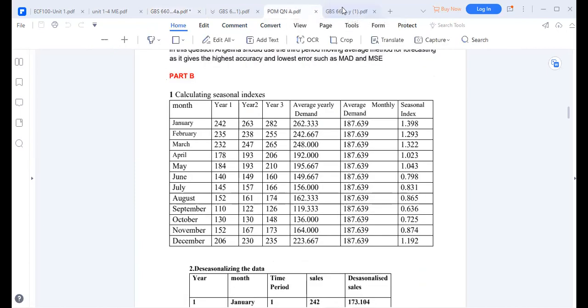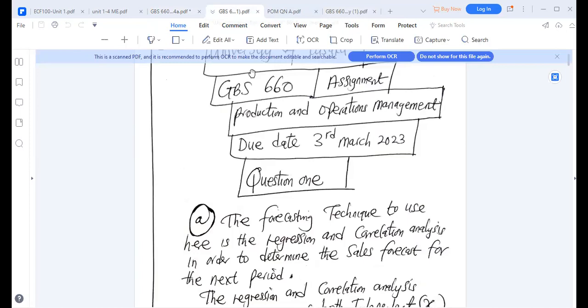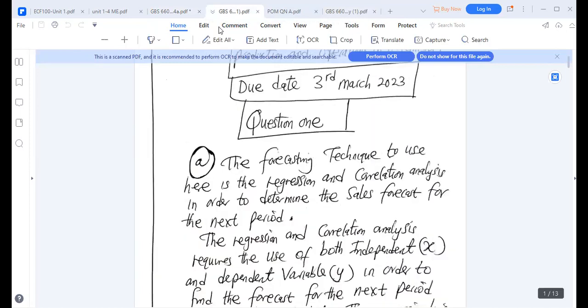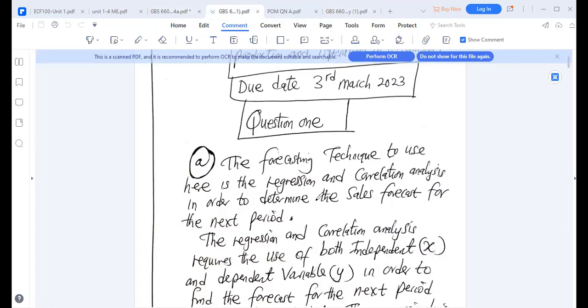Okay, so we'll come here and say, okay, the forecasting method to use here on this one is the regression and correlation analysis, in order to determine the sales forecast for the next period or the next year. So we are going to use the regression and correlation analysis.